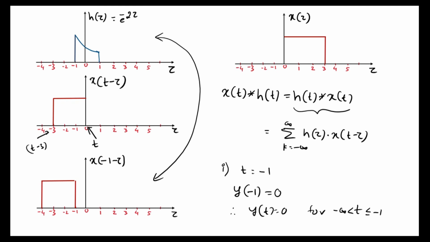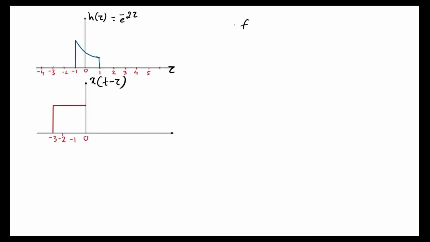Now we'll consider t equal to 0. Here we are supposed to consider t equal to 0, that is 0 minus tau, which is nothing but the same signal. Now here we can observe that if we overlap the x of minus tau signal on the h of tau signal, it looks like this.